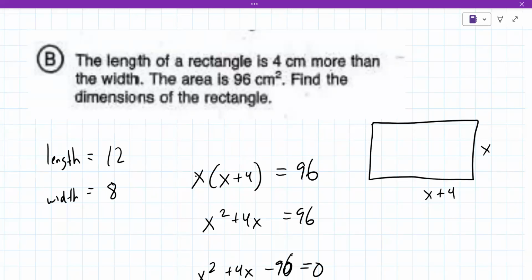Okay, here is another one. Let's see if you can do one more. Then we'll switch up the style of question.